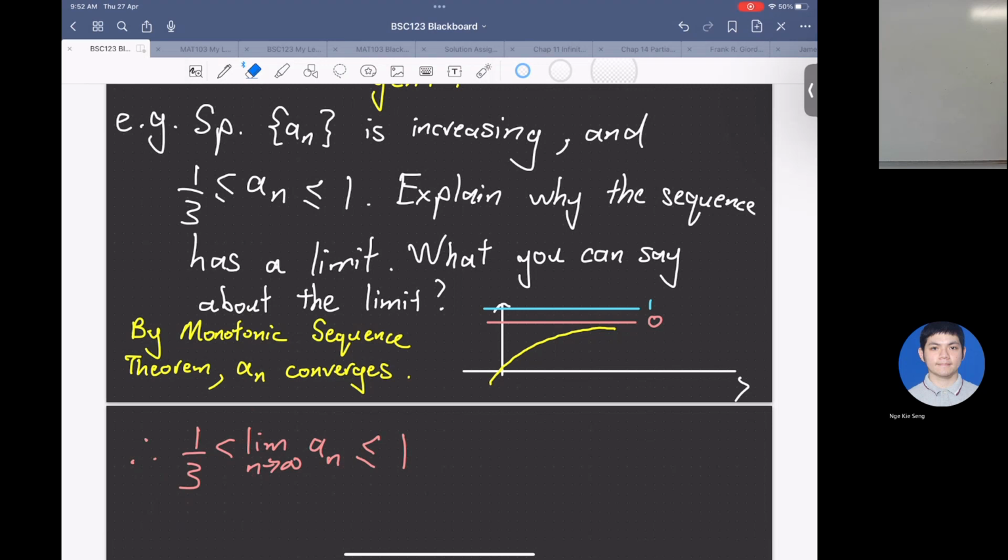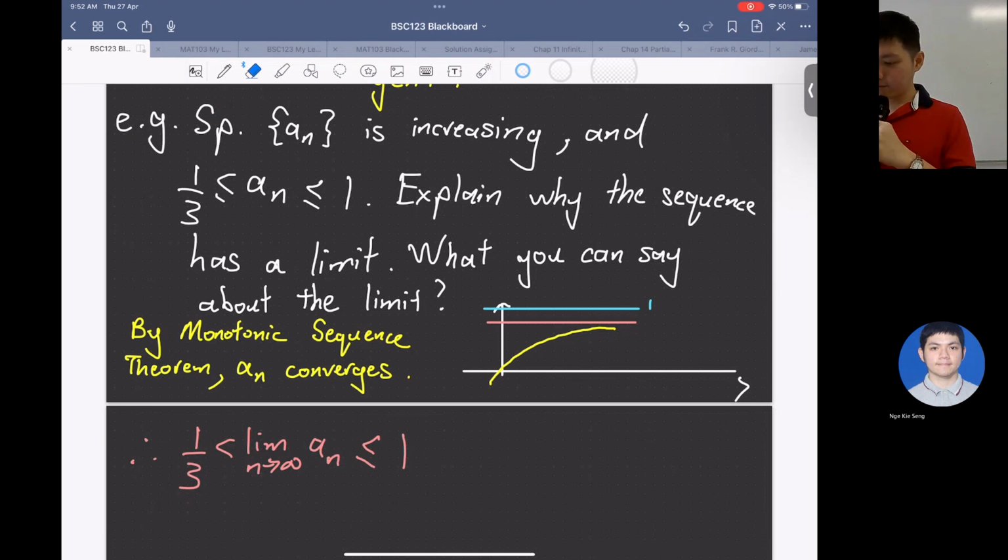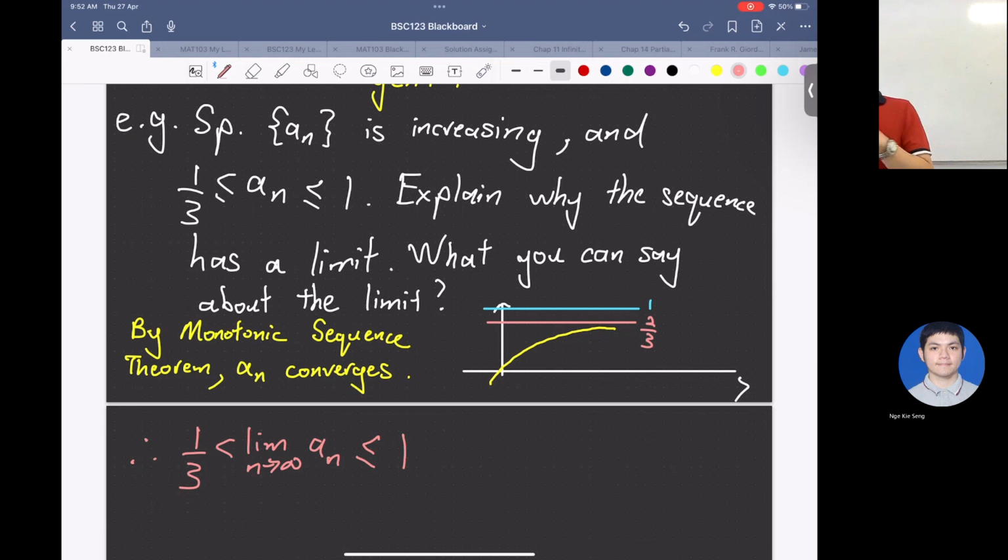Larger than 1. Oh, sorry. I should pick something greater than 1/3. So I should pick 2/3. Yeah, let's pick 2/3. Be bounded below by, bounded below. So you have to go like that, right?